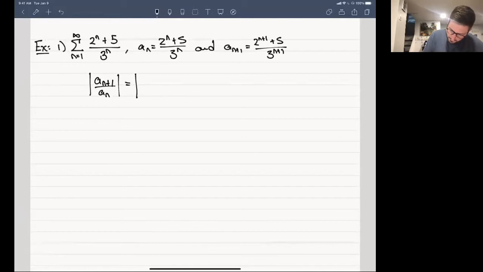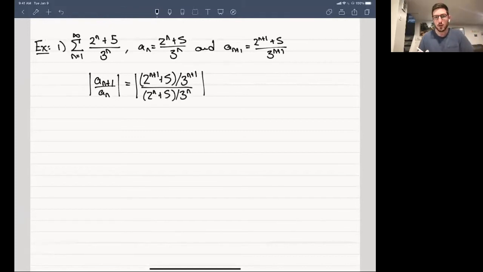So this tells me that my ratio of terms, bear with me while we write this out, is (2^(n+1) + 5)/3^(n+1) divided by (2^n + 5)/3^n. After a little bit of manipulation, the first thing that we get is 1/3. All of the terms are positive, so we can drop the absolute value and make our lives a little simpler. And then we get (2^(n+1) + 5) divided by (2^n + 5).